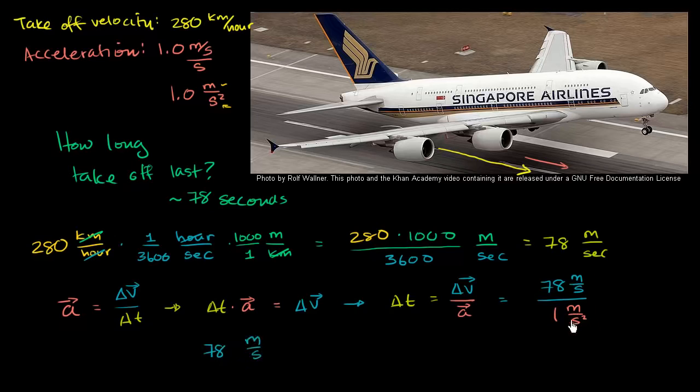And then if you divide by meters per second squared, that's the same thing as multiplying by seconds squared per meter, right? Dividing by something is the same thing as multiplying by its reciprocal. And you can do the same thing with units. And then we see the meters cancel out. And then seconds squared divided by seconds, you're just left with seconds. So once again, we get 78 seconds, a little over a minute for this thing to take off.